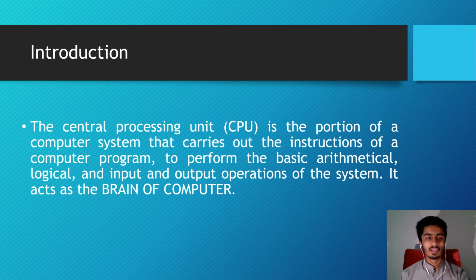The introduction of CPU. The central processing unit is the portion of a computer system that carries out the instructions of a computer program to perform the basic arithmetical, logical, input and output operations of the system. It acts as the brain of the computer. Basically, all the functions are done by the CPU of a computer.